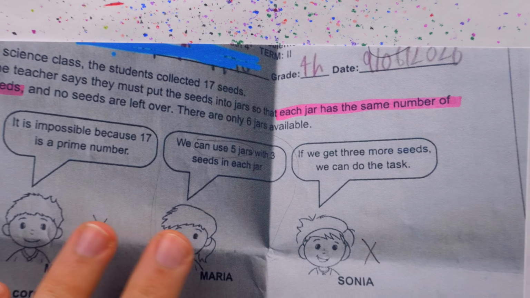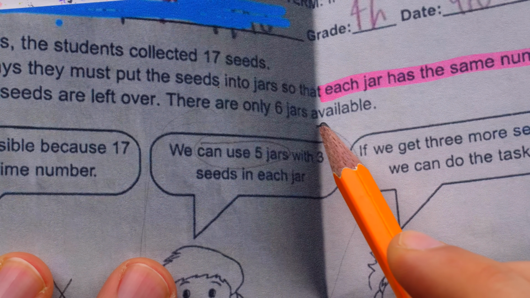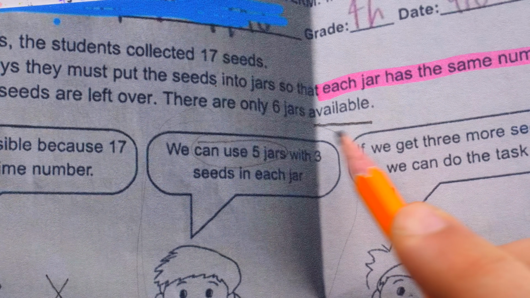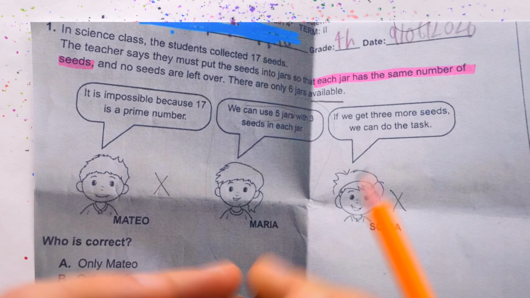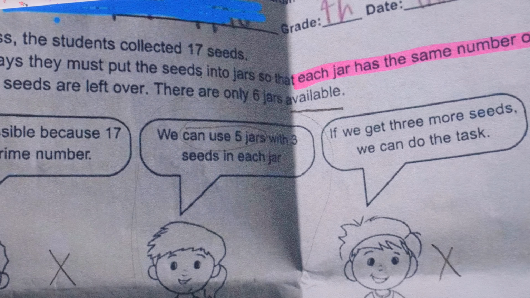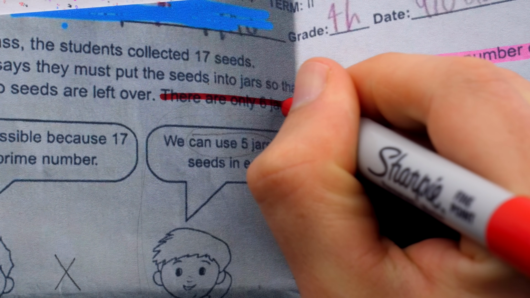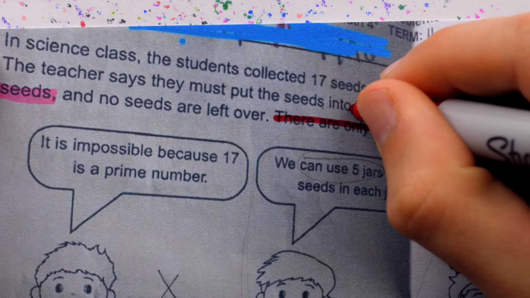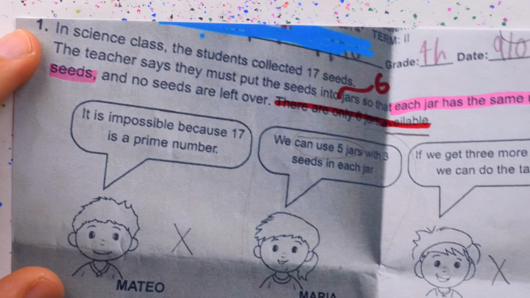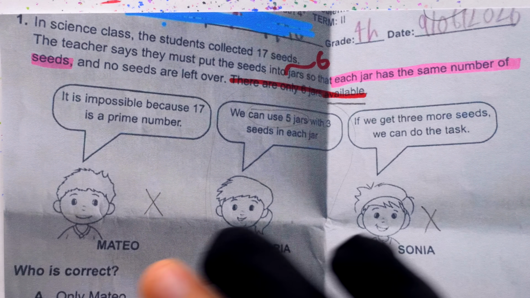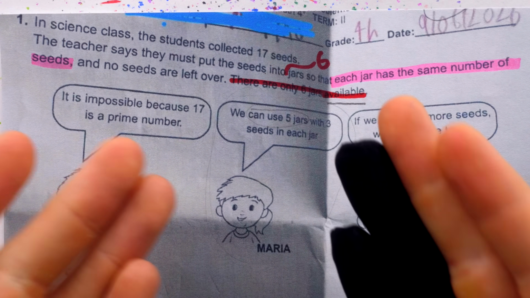If we look at the question again, at the end, it says that there are only 6 jars available. And putting available here is a completely unnecessary word that only makes the problem less clear. It'd be more clear if it said there are only 6 jars. Or even better if it said the teacher says they must put the seeds into 6 jars so that each jar has the same number of seeds. Just a little bit of rewriting would have made it completely unambiguous that all 6 jars must be used.